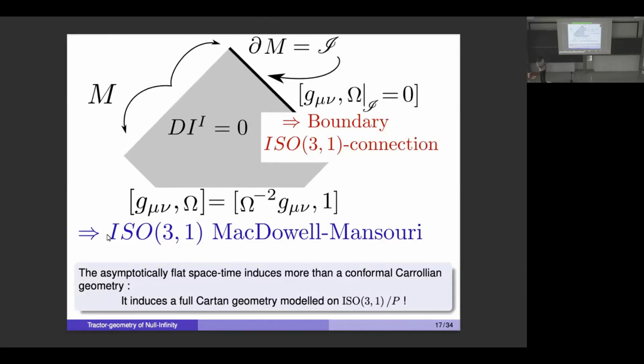And so, of course, the message here is that asymptotically flat spacetimes induce more at the boundary than just this conformal Carrollian geometry. You get a full Cartan geometry. This is how you get it. And again, there is no guess. It's just systematic. It's there.